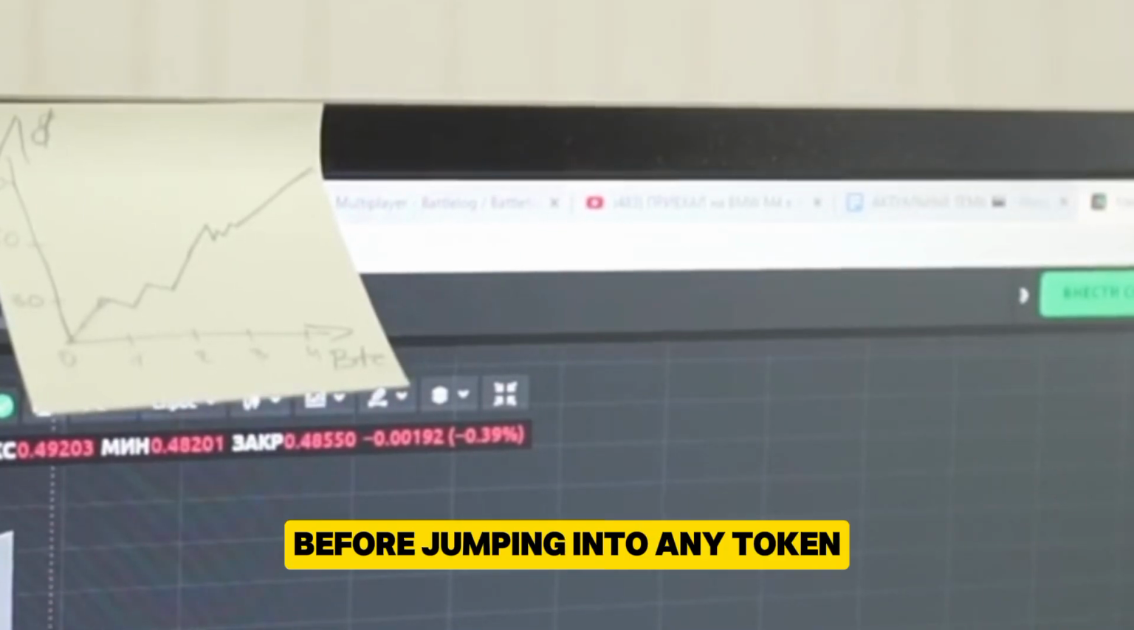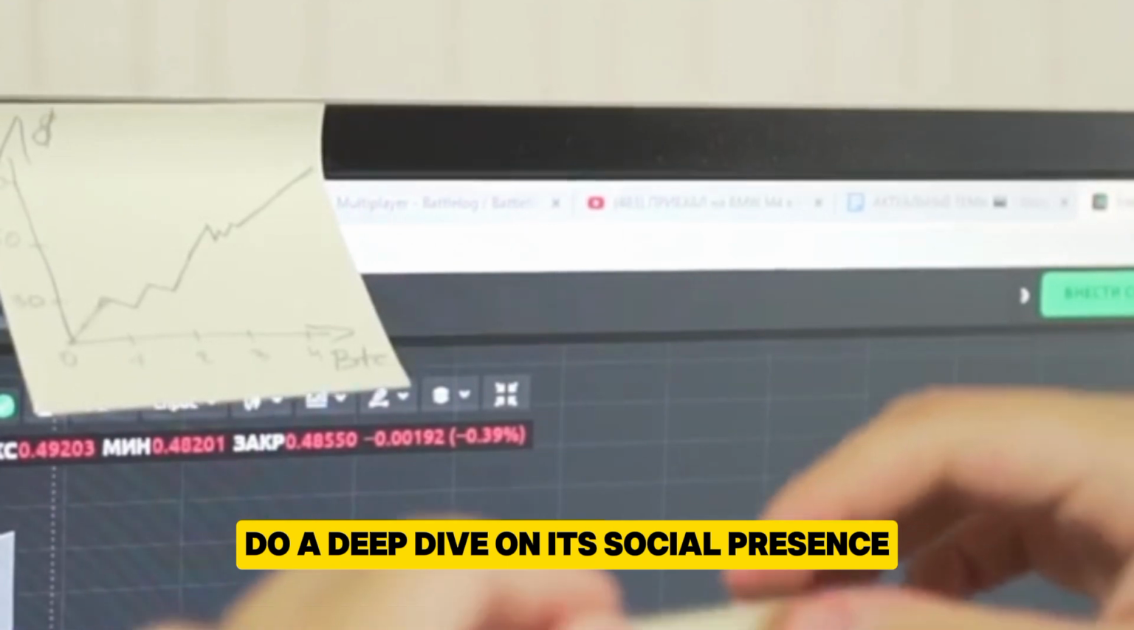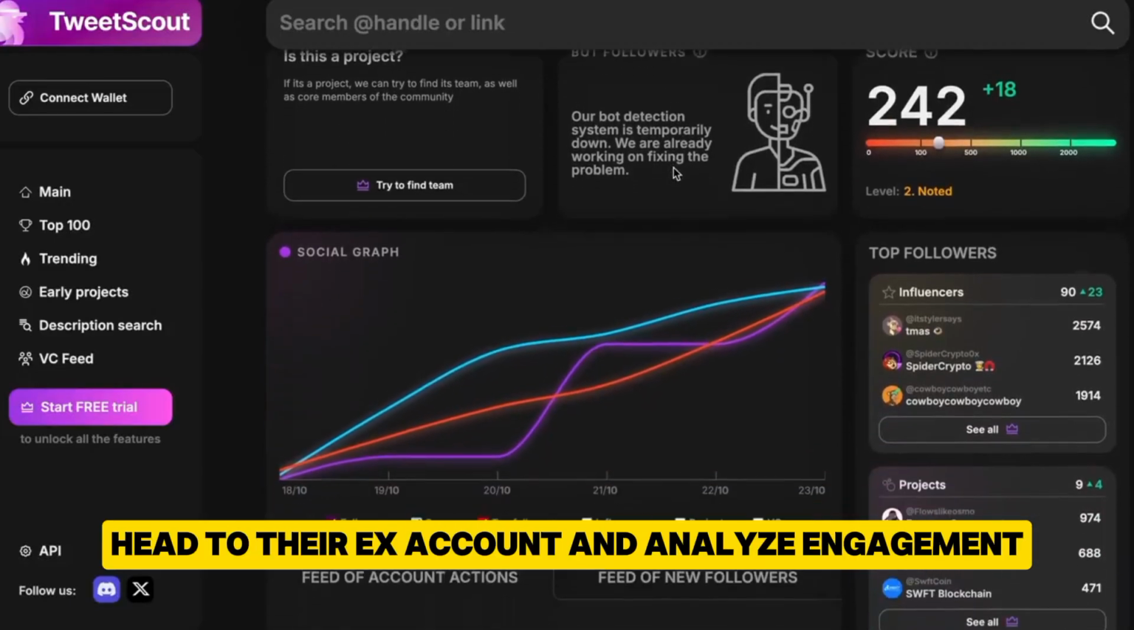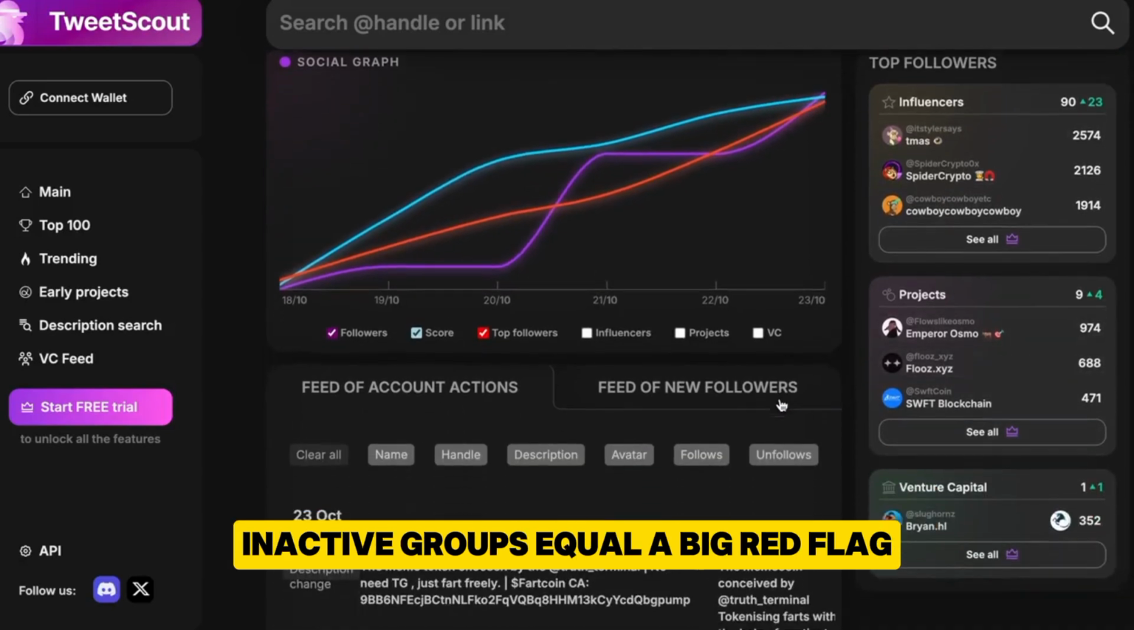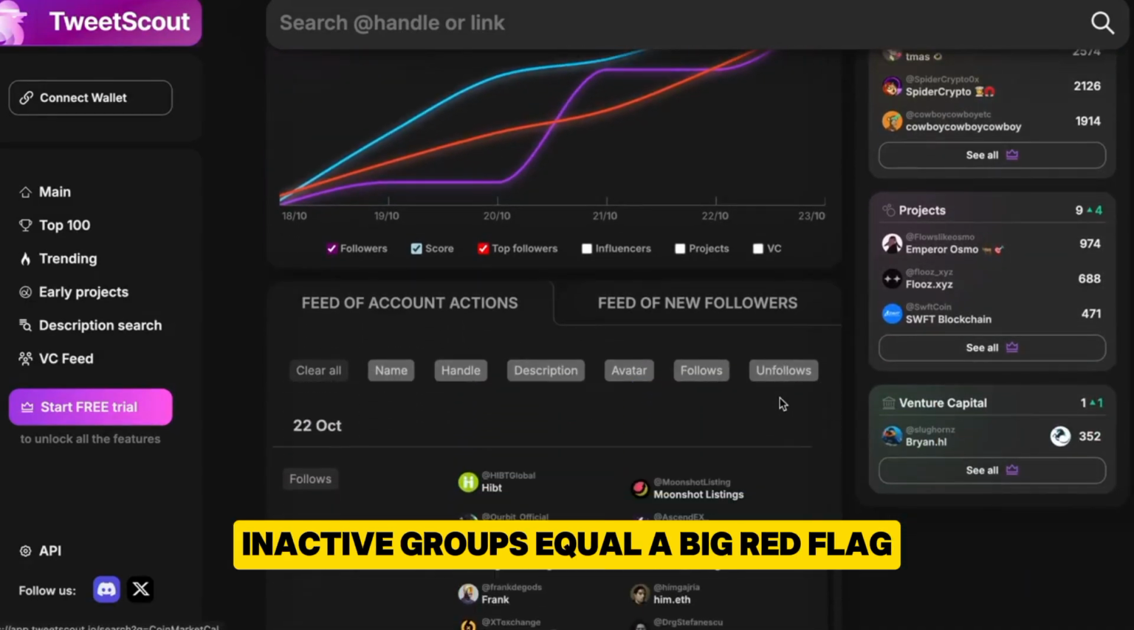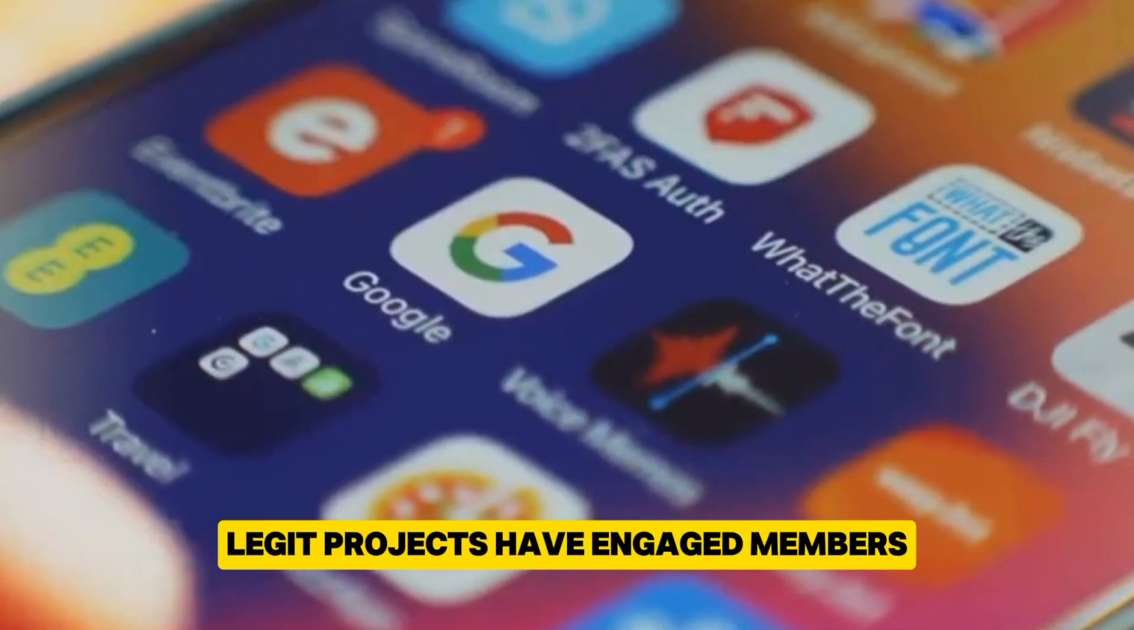Before jumping into any token, do a deep dive on its social presence. Here's how. Head to their X account and analyze engagement using Tweet Scout. Check their Telegram. Inactive groups equal a big red flag. Legit projects have engaged members.